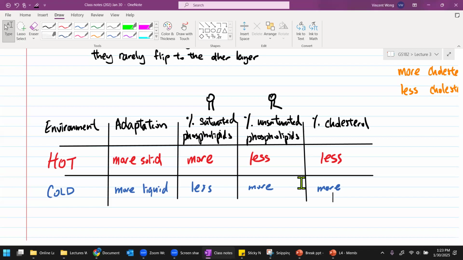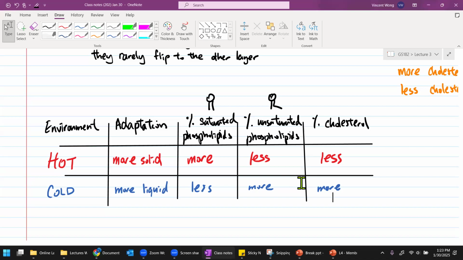But this is not what actually happens. Actually, this is what happens. If you look at the cell membrane of a cell that's taken from a hot environment, you will find that it has more saturated fat. This is what you want to happen, and that's actually what happens. Okay. Do you get this part now? Listen, right?